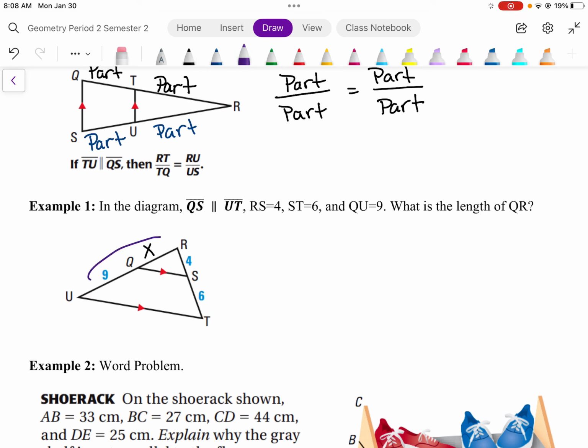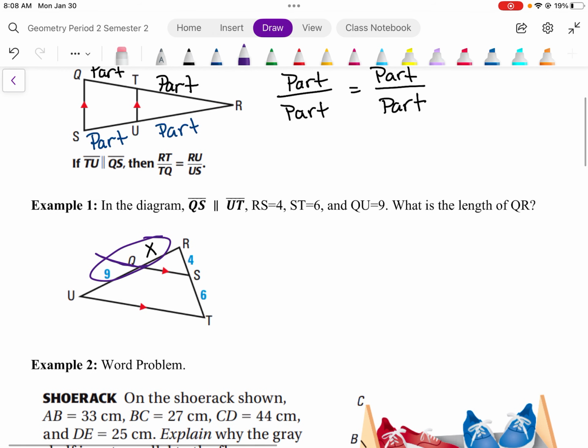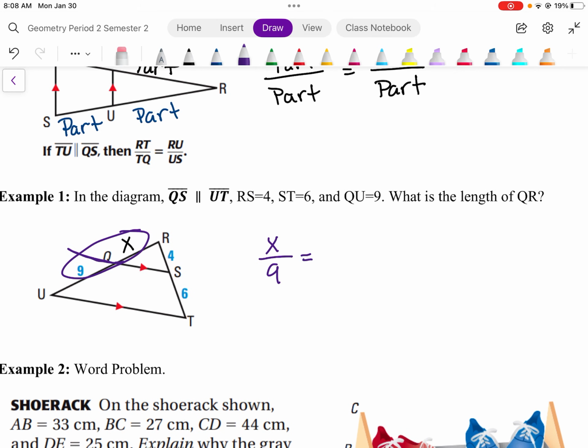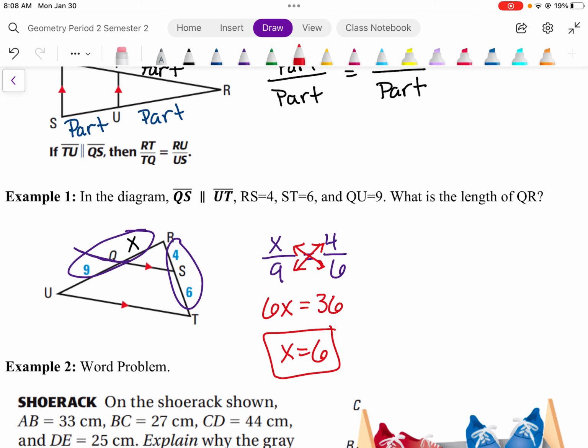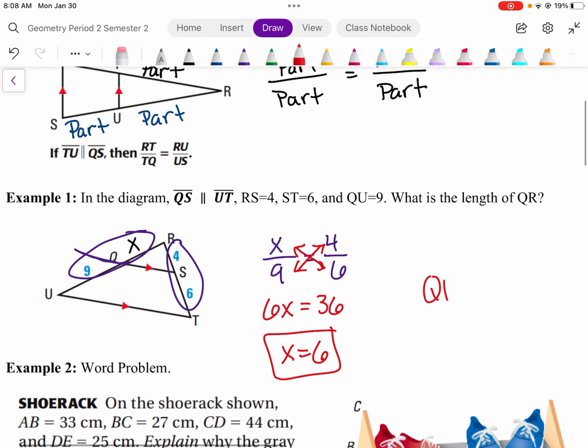Now the parts that are separated by the parallel lines are the ones that go in the same fraction. So x over 9 would be one fraction, and 4 over 6 would be our second fraction. Once we get here, we can cross multiply to get our final answer. So the length of QR is going to be equal to 6.